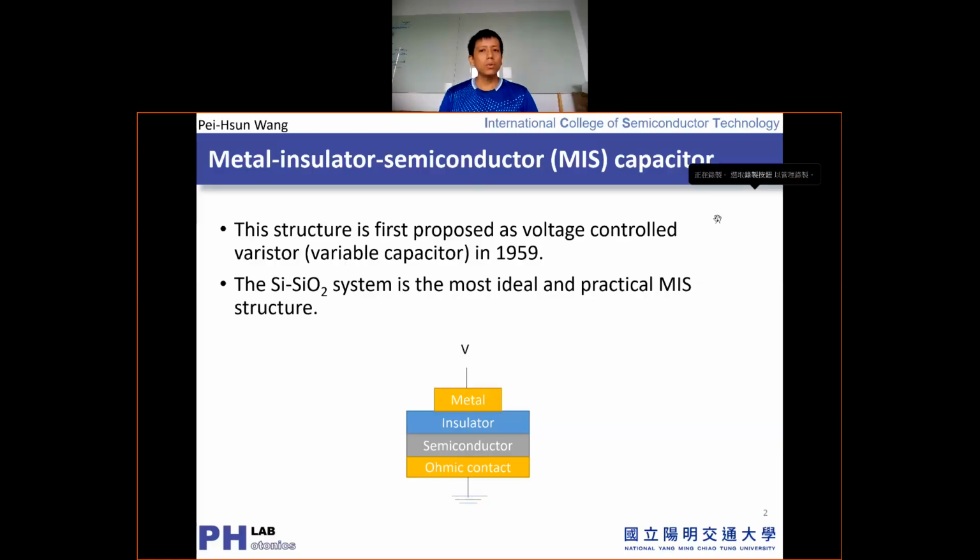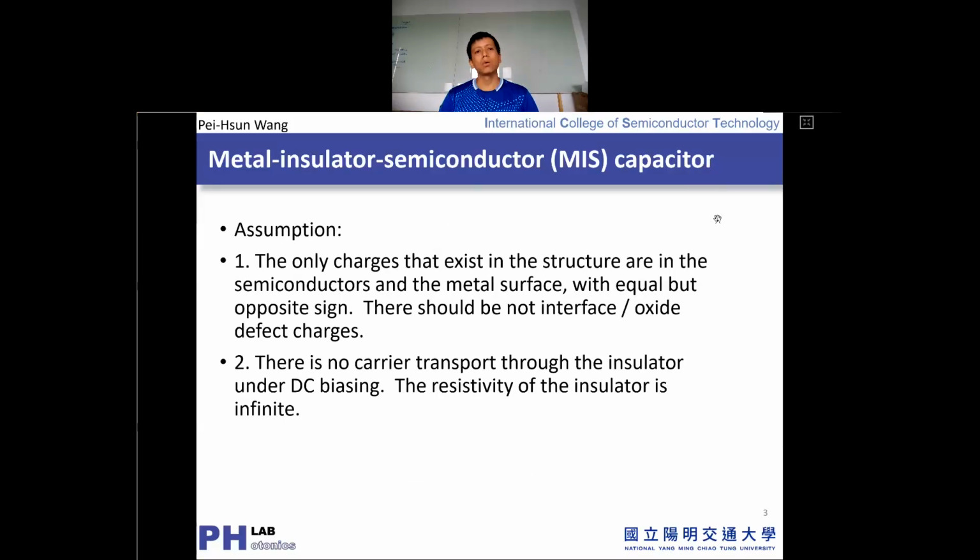Next, we will first introduce the assumptions. With this metal insulator semiconductor connection, typically you have two assumptions. The first assumption is that the only charge existing inside this MIS structure is in the semiconductor and the metal surface. So there will be no trapped charge in the dielectric material, and no surface charge within this defect material. Also, these charges should be equal and opposite, working as a capacitance.